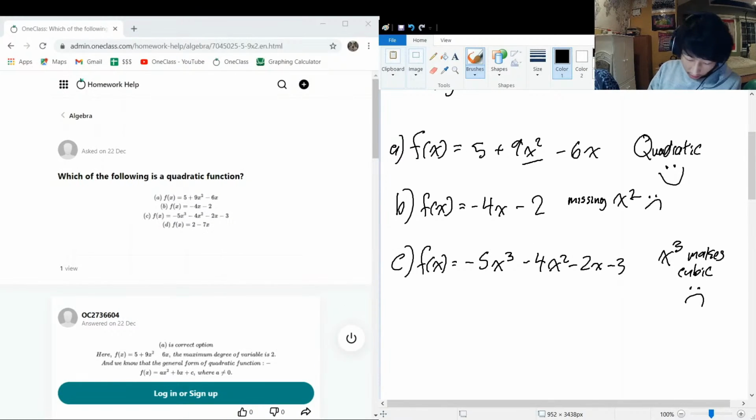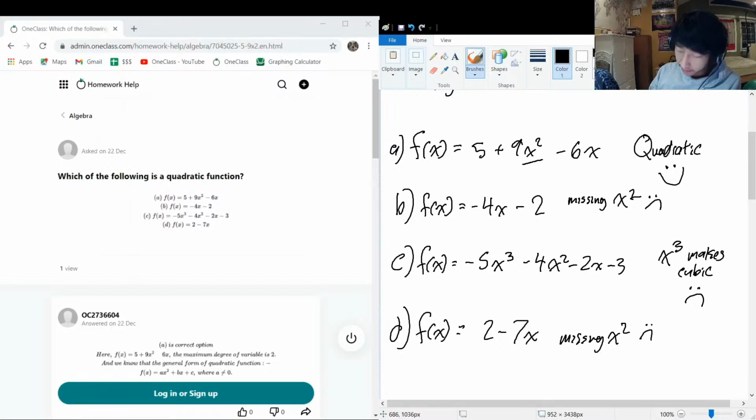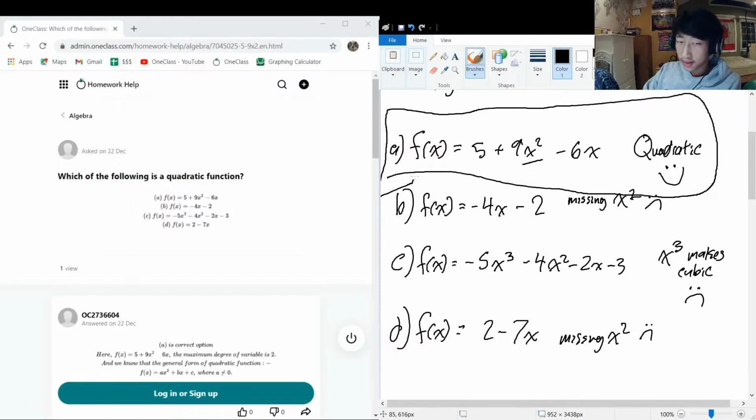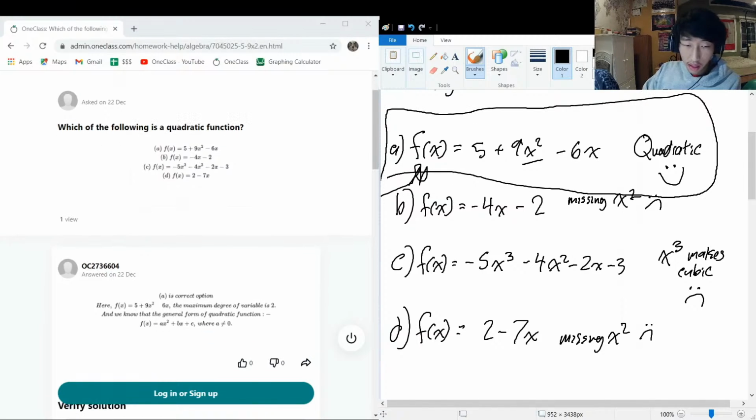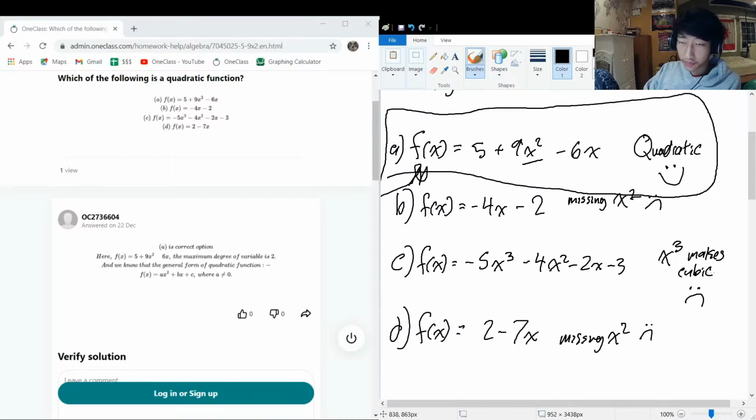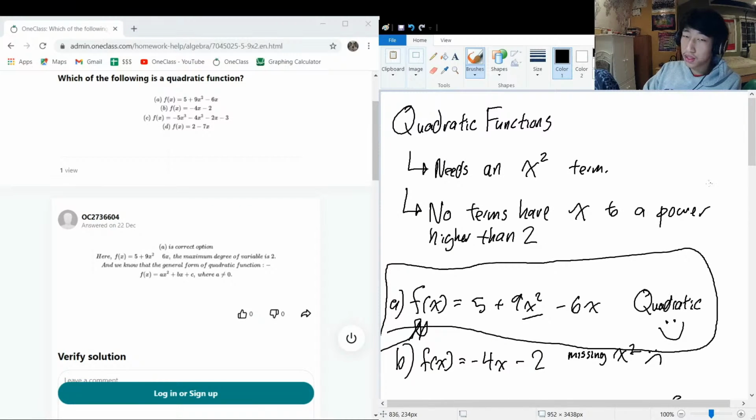And for option D, we got 2 minus 7x, and, well, missing x squared. Sad face. You're not a quadratic person party. So obviously it's just got to be A. A was the only option that passed the test, so that will be our final answer. Everyone else has things that will break the requirements of being a quadratic function.